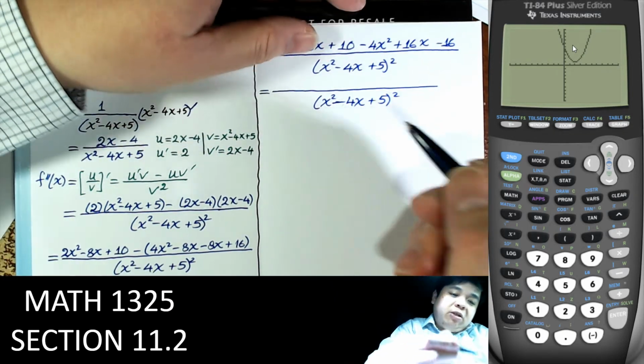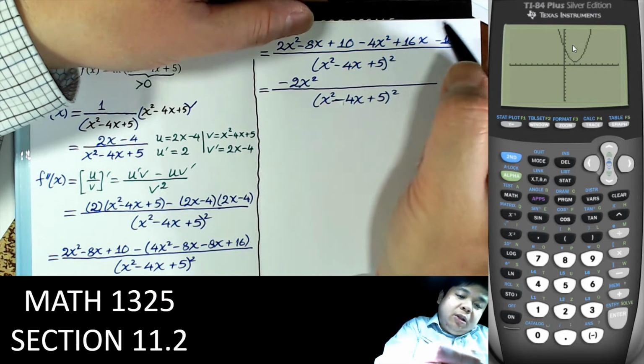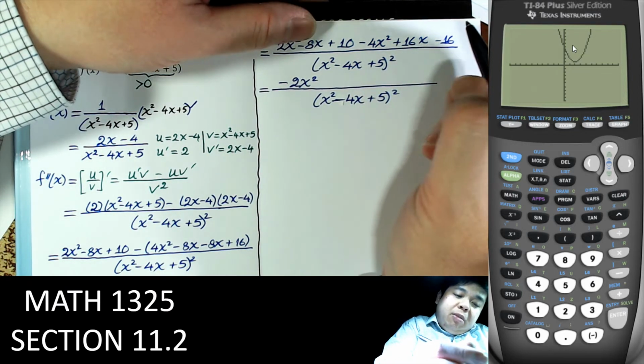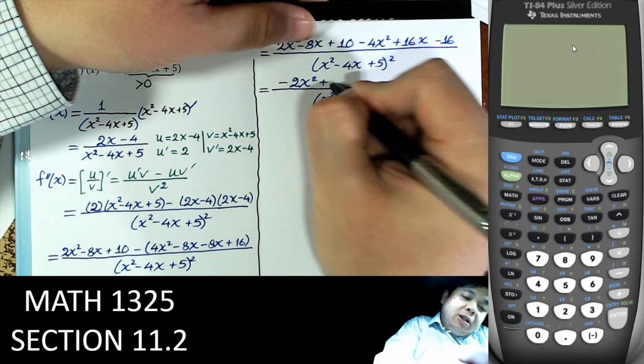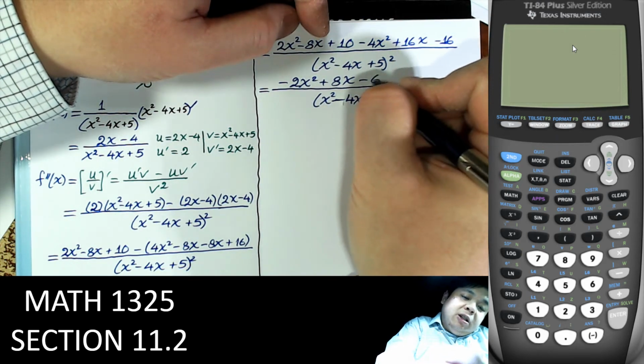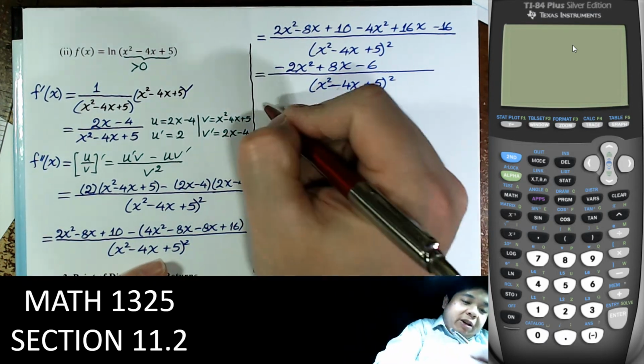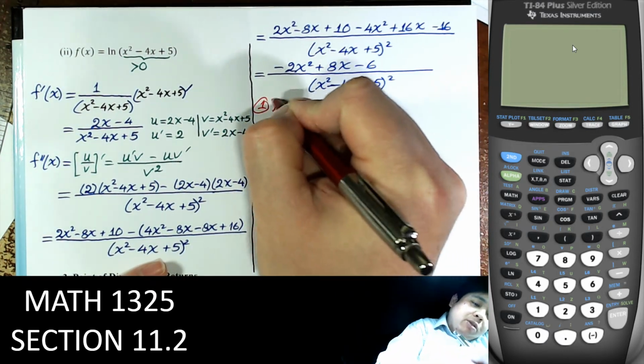Two x squared, minus 4x squared, minus 2x squared. 16 minus 8. 10 minus 16. Right, so we have the second derivative. Now first we find the partition numbers.